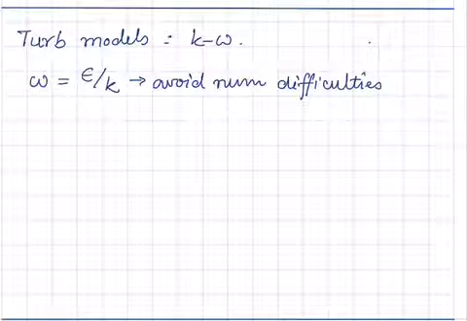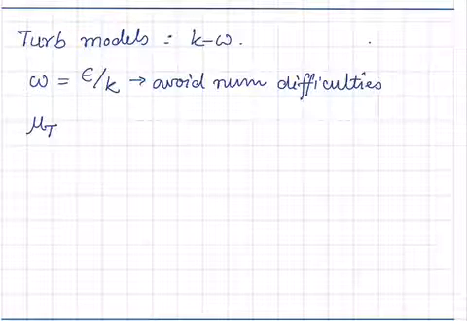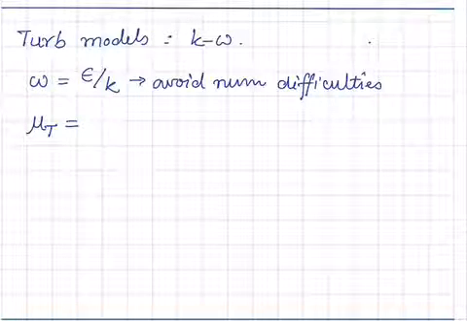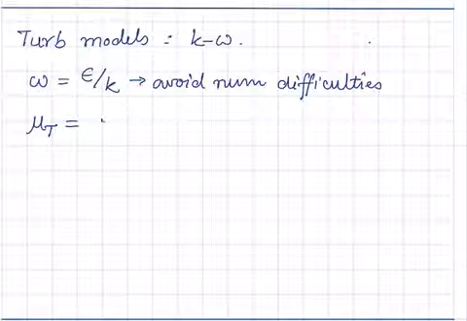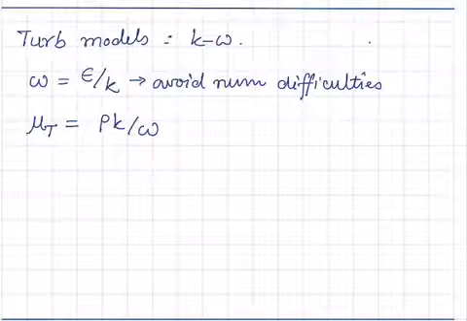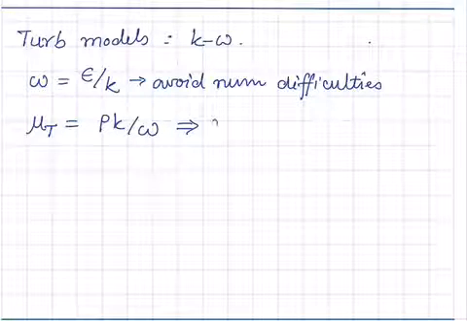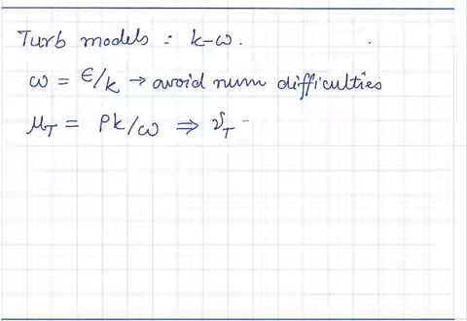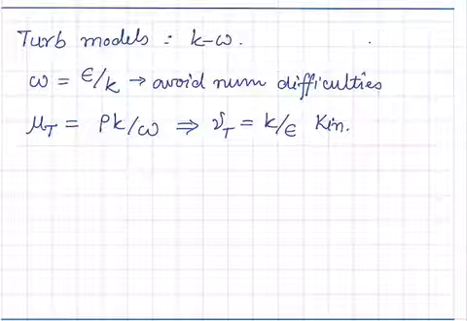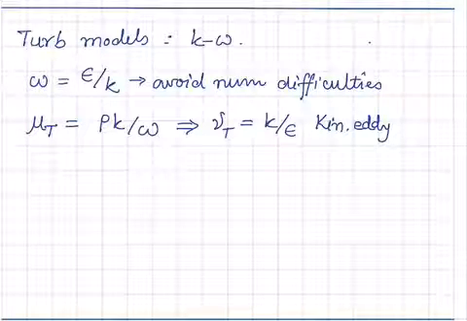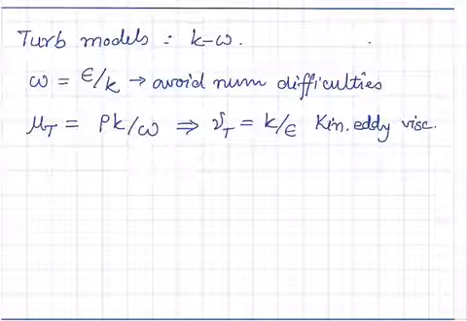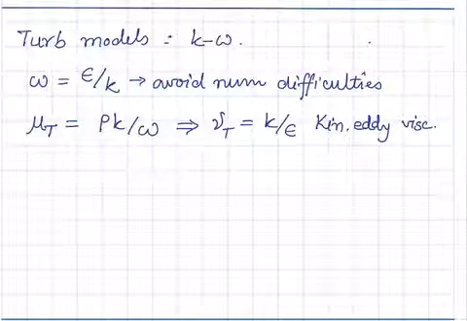Now if we take the definition of mu t in terms of rho, k and epsilon and change it to omega, we would get rho k by omega. And this also can be written as a kinematic form of eddy viscosity, which is k by omega. Let's define it as kinematic eddy viscosity. Okay, we'll see how that comes into our help.